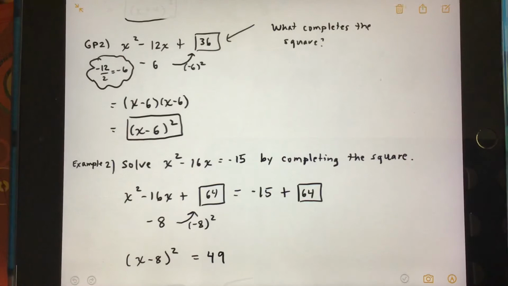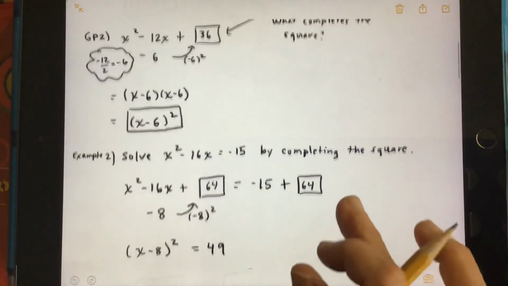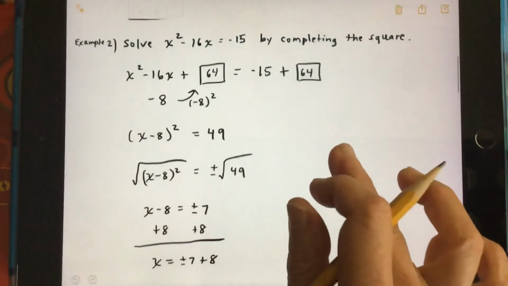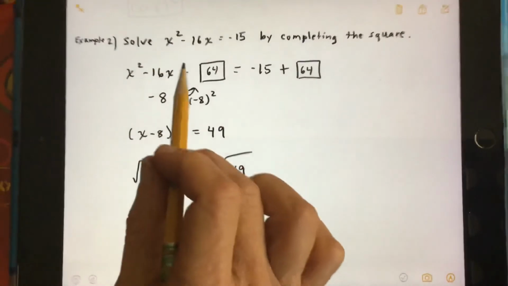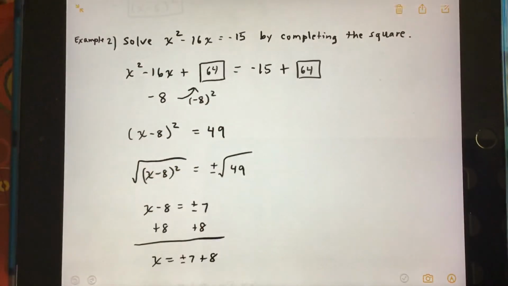Okay, now we're going to use this technique of completing the square to solve a quadratic equation. So in example 2, we're asked to solve x squared minus 16x equals negative 15 by completing the square. This is actually a problem that would be much easier to solve by factoring, but we're going to go ahead and use this new method just to get used to how we complete the square in order to solve a quadratic equation.